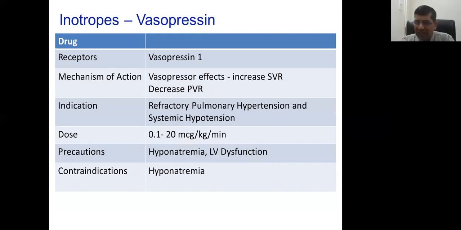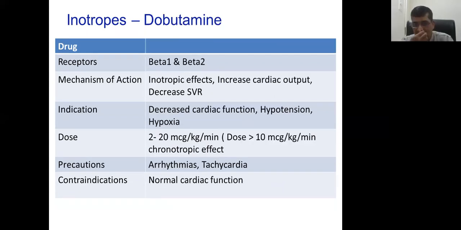What about vasopressin? Again, vasopressin has an effect like norepinephrine: increase in systemic vascular resistance and decrease in pulmonary vascular resistance. So it is reserved for refractory pulmonary hypertension. We do use vasopressin rarely. If my noradrenaline fails, then I add vasopressin in the unit.